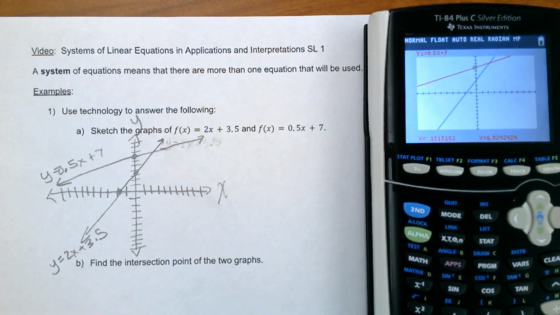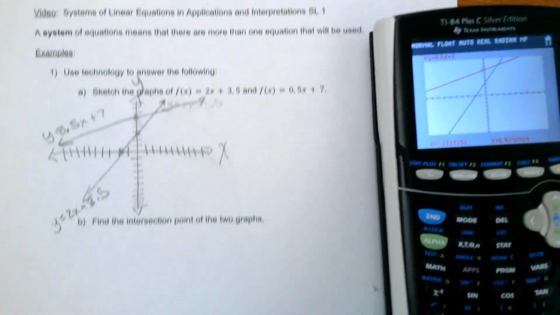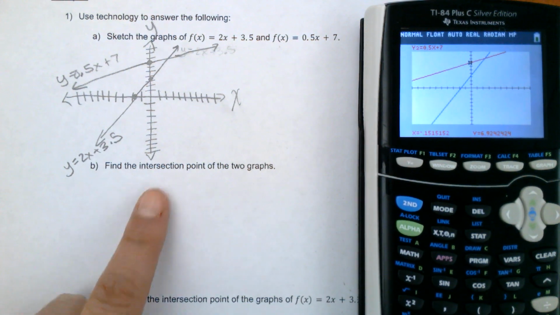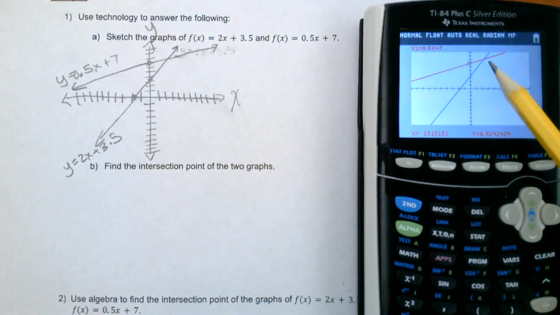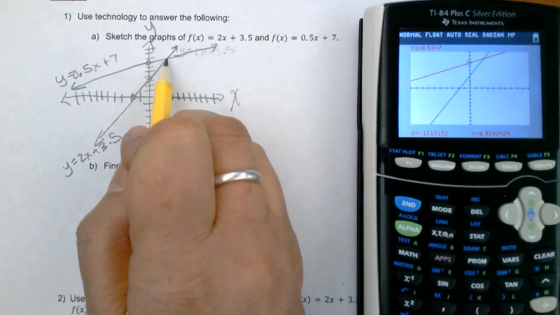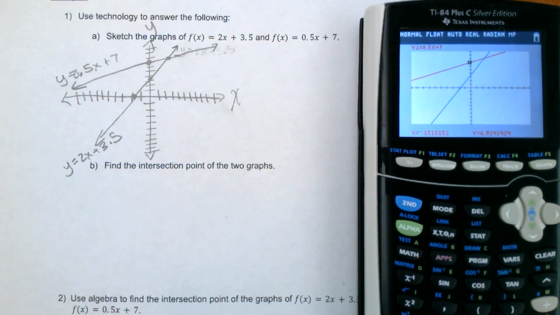Okay, so that's sketching the graph. Now what we need to do for part B is find the intersection point of the two graphs. So we need to find this point where they cross. So what point is this? And I'm going to show you how to do that.